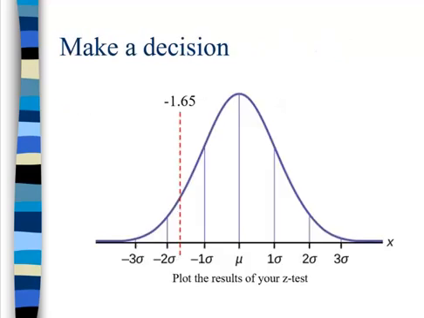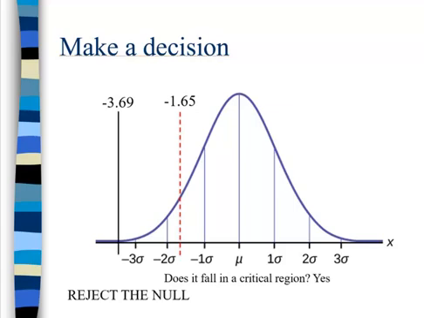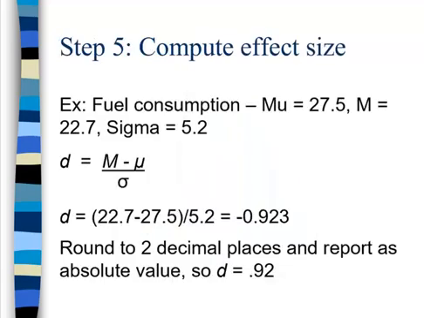When we plot that into our normal curve, where we've found where our critical region would be, we see that indeed it falls in the critical region, and we should reject the null hypothesis. Because we rejected the null, we want to compute an effect size, right? So again, here's the pertinent data and the parameters for our test statistic. When we compute our Cohen's d, we get a value of negative 0.923. But again, we want to round to 2 decimal places and report as an absolute value. So our actual effect size is 0.92.